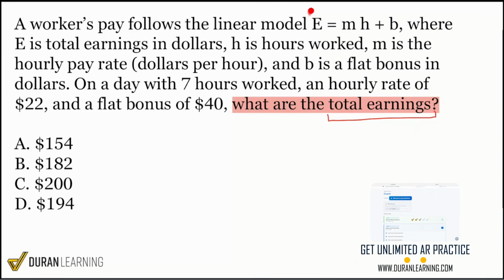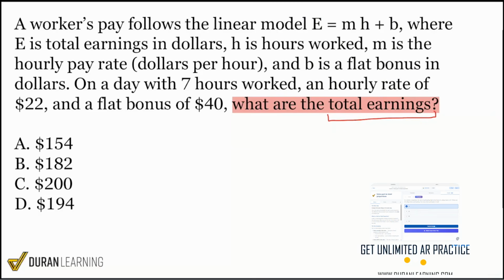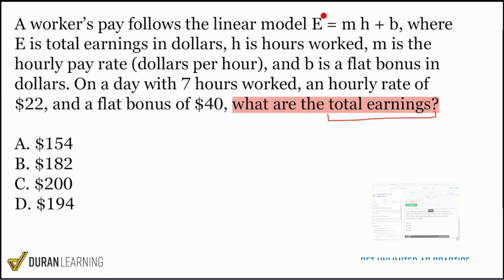Just know that there are these letters that make up this equation, and what comes right after this is really important. Watch this. Again, the worker's pay follows the linear model. There's an E, there's an M, there's an H, and there's a B. That's all I care about. And then here, where E is total earnings in dollars. One more time, I'm going to highlight that and y'all tell me, is that what we're looking for?